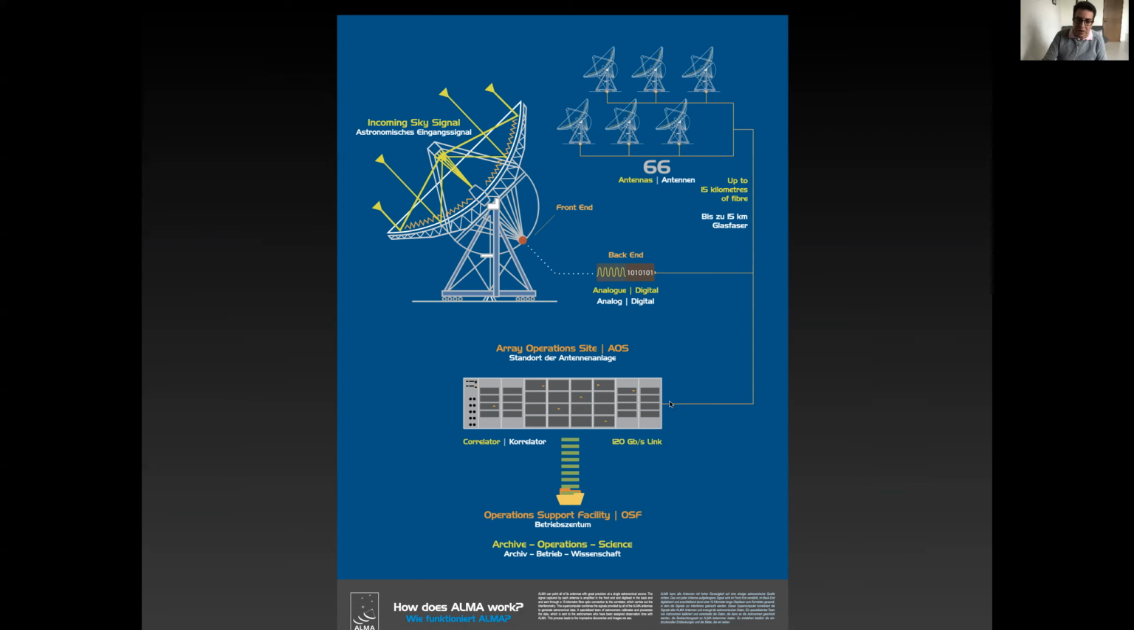In the correlator, the interference between the different telescopes is made, and after this you have the data already combined and you can start to create images. And it's really nice because, as already mentioned, you have two really important points: the high sensitivity and the angular resolution.